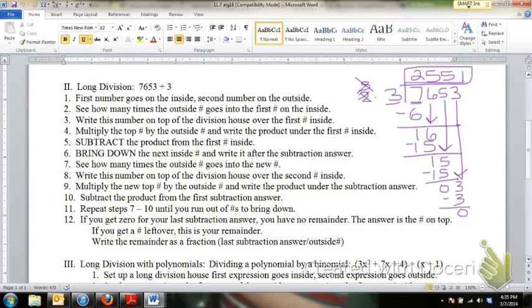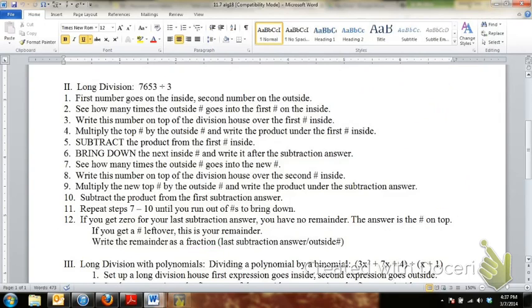Okay, now, if you get a remainder, you're going to write your remainder as a fraction. I don't remember if it happens in this example I gave you, but let's try this with polynomials now. Now that we've revisited how to do long division without a calculator, now we're going to apply it.